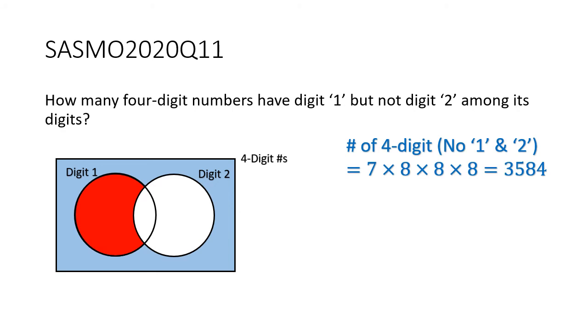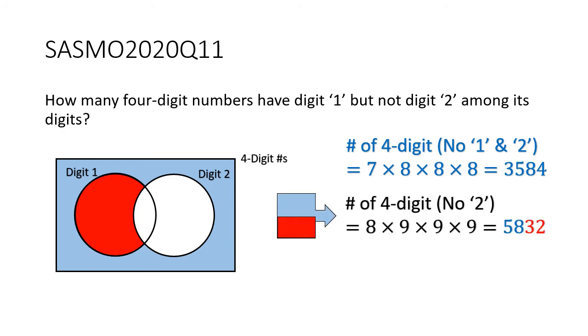That will be in total 7 times 8 times 8 times 8. This is because the first digit cannot contain the numbers 0, 1, and 2, while the last 3 digits cannot contain the numbers 1 and 2. Therefore, that's 3,584 possibilities.